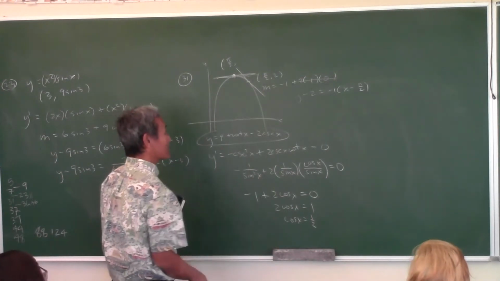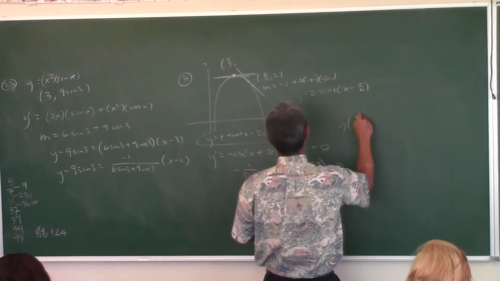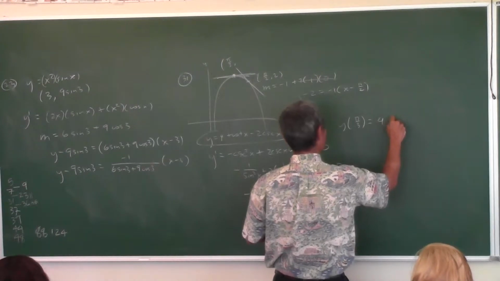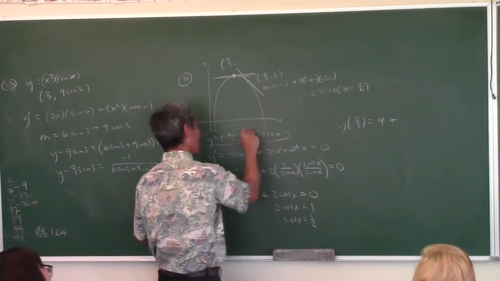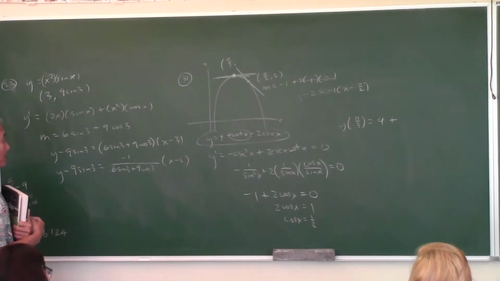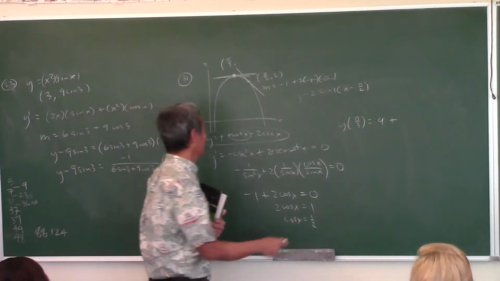Every year, I don't know why that seems like the hardest part of the problem. What happens when I plug in pi over 3 into the original function? I'll do the first one, 4 plus, okay, who's got this one? Cotangent of pi over 3. 1 over root 3. That's correct.